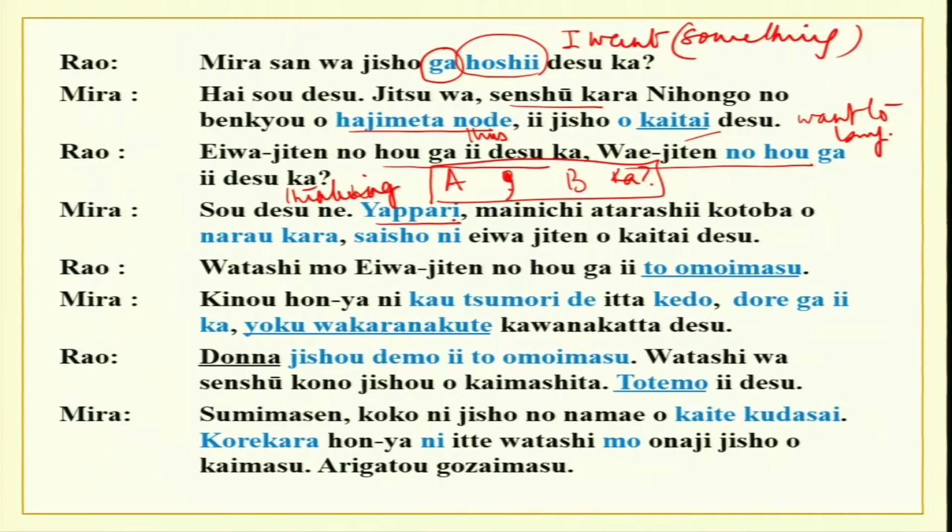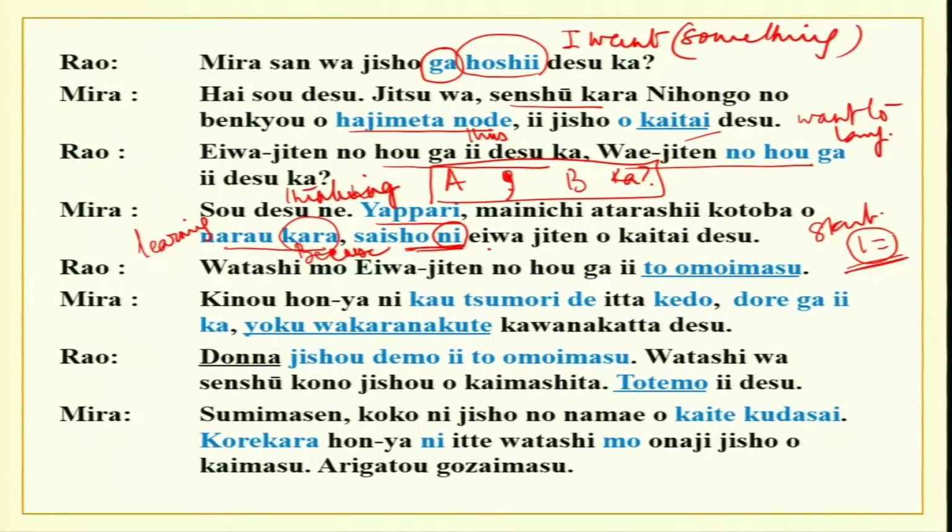Yappari. As is to be expected. As should be. 毎日新しい言葉を習うから. Because I am learning. 習う is learning. から, because, reason. 最初に, in the beginning. 最初 is start, beginning. So, it is a time expression. So, thus particle ni. There will be some time span for saisho in the beginning. So, thus it is a time expression and we will use particle ni.